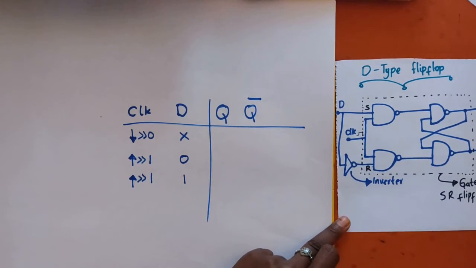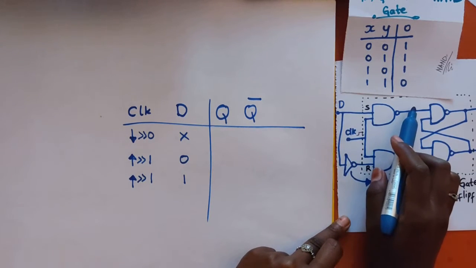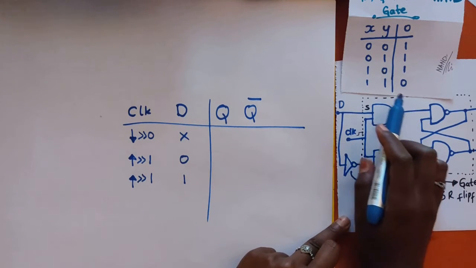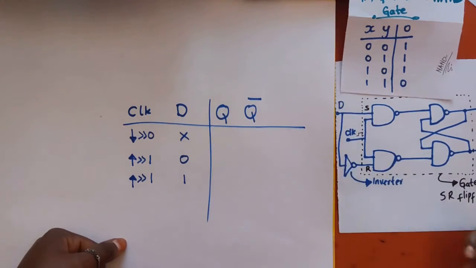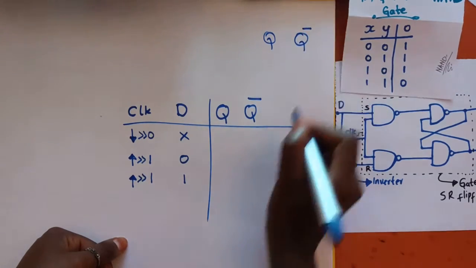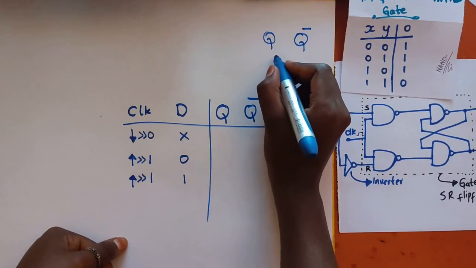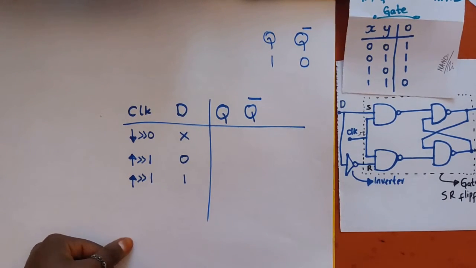This is a NAND gate. Let's go to our NAND gate. Whenever we have a 0, the output is a 1. Okay? Whenever we have a 0, the output is a 1. Let's assume previously what's in memory, or the current state, Q and Q naught. The current state is 1, 0. Let's assume that's the current state.